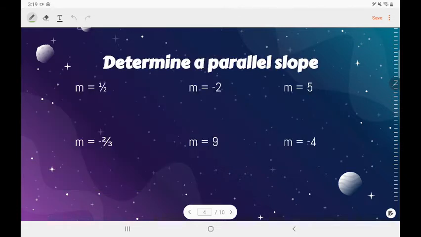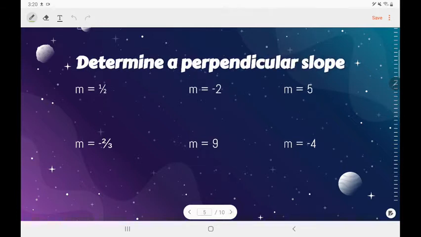So let's determine what a parallel slope would be for each of these examples. If my slope were 1/2, my parallel slope would be 1/2. If my slope were negative 2, my parallel slope would be negative 2, and so on. You get the idea.